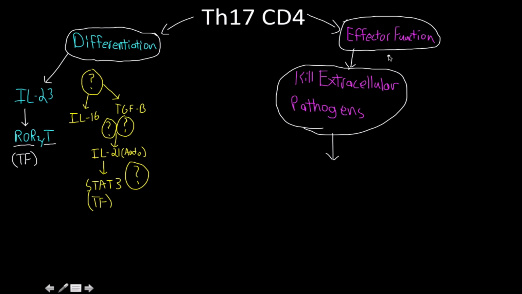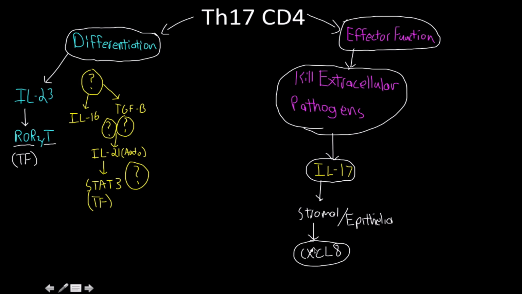But the predominant, I guess, cytokine involved in the effector function is interleukin 17. Interleukin 17 is going to act on the stromal cells and then epithelial cells and cause them to start to secrete CXCL8, which if you remember back, I think when I did a neutrophil homing video, CXCL8 is a very common chemokine. And that not only enhances neutrophils, but also to a lesser extent enhances macrophages as well.